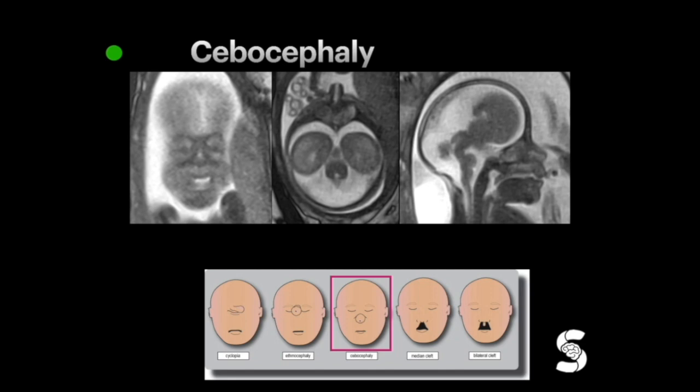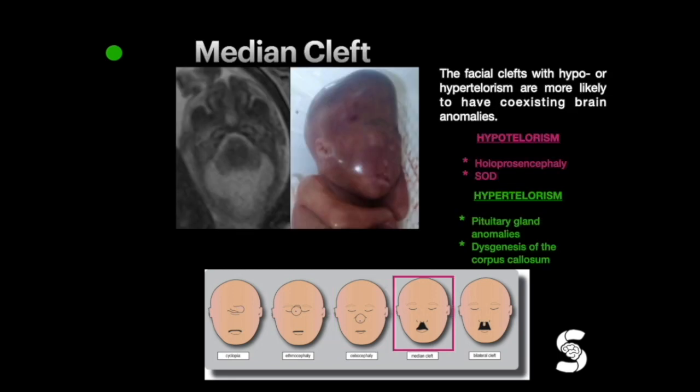Cebocephaly is another facial anomaly seen in holoprosencephaly. In this midline craniofacial anomaly, there is a single nostril and it usually ends blindly with a proboscis-like nose and hypotelorism. Here in this patient with alobar holoprosencephaly, there is a central defect in the maxillary alveolus.